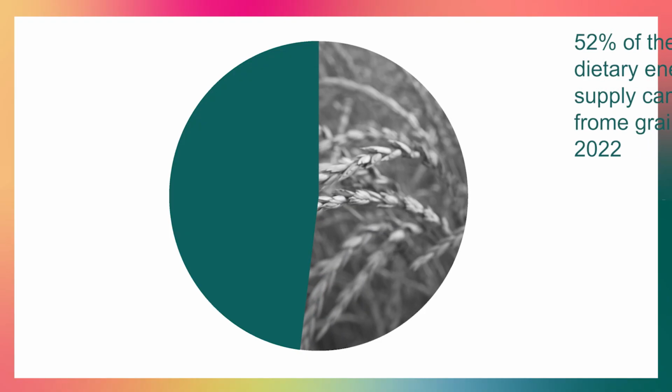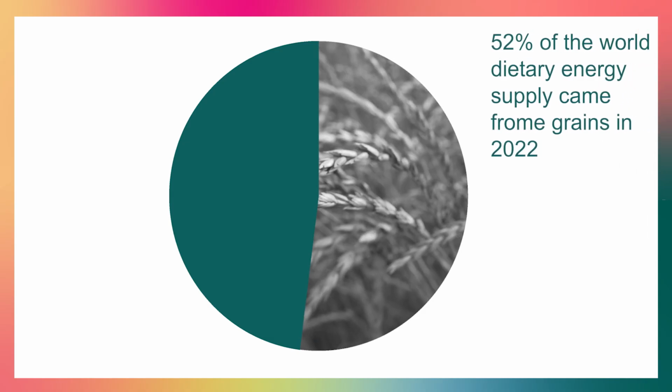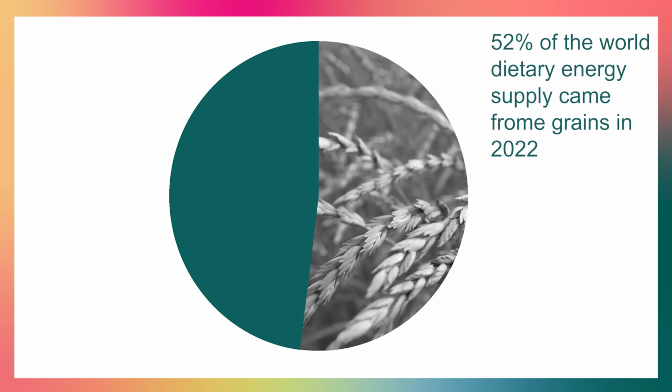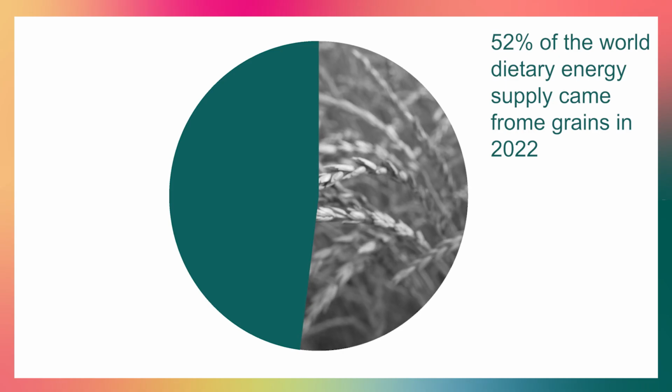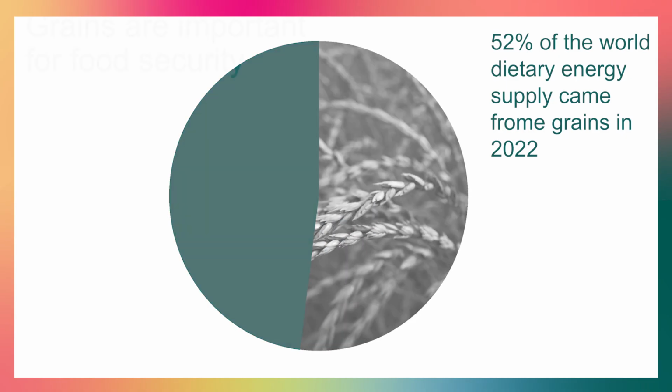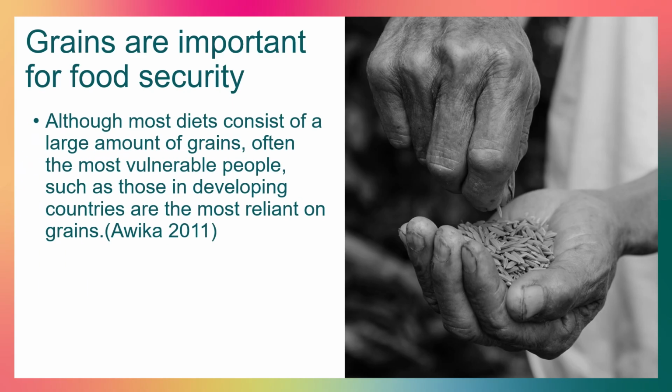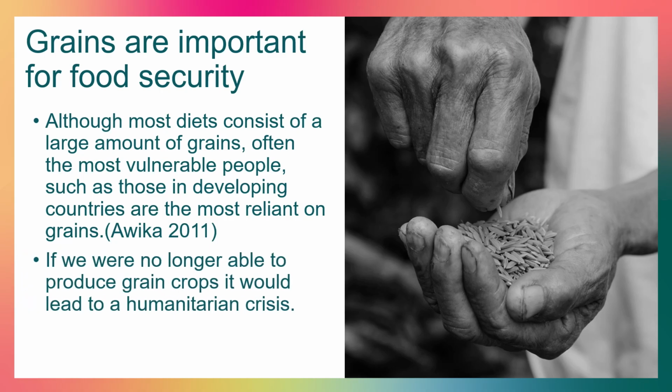According to the Food and Agriculture Organization of the United Nations, or FAO, about 52% of the food available to humans in 2022 came from grains. And although all kinds of people use grains to provide key macronutrients, the most vulnerable, such as those living in developing countries, rely on grains the most. So grains are really important for human food security.